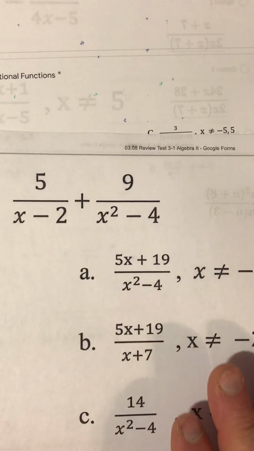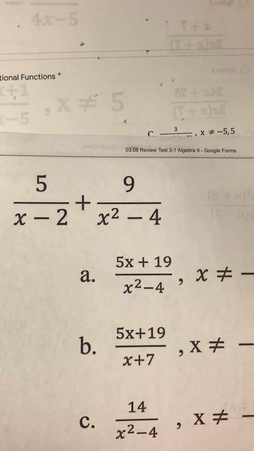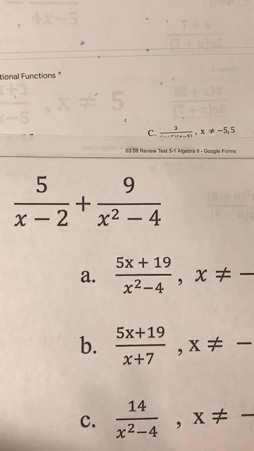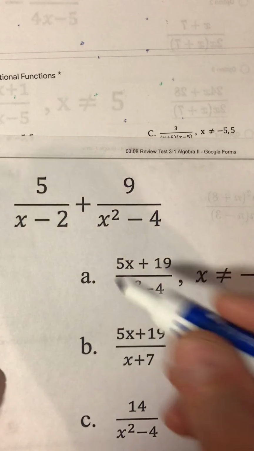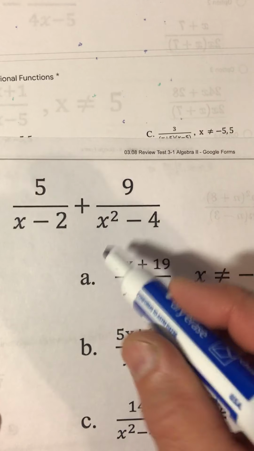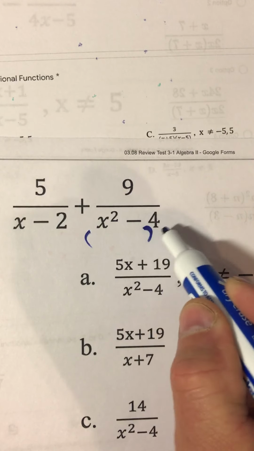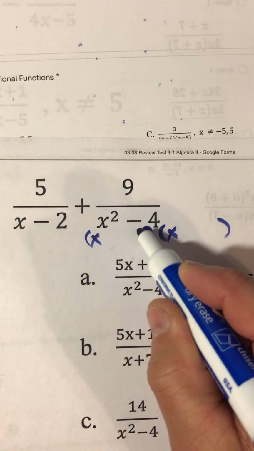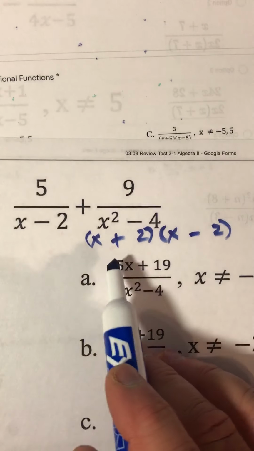Yeah, 15. All right, so we want to add. Okay, so in order to add fractions, you've got to have a common denominator. And in order to work with fractions that have rational expressions in them, you must factor. Difference of squares says x squared minus 4 factors as x plus 2 times x minus 2. Okay?